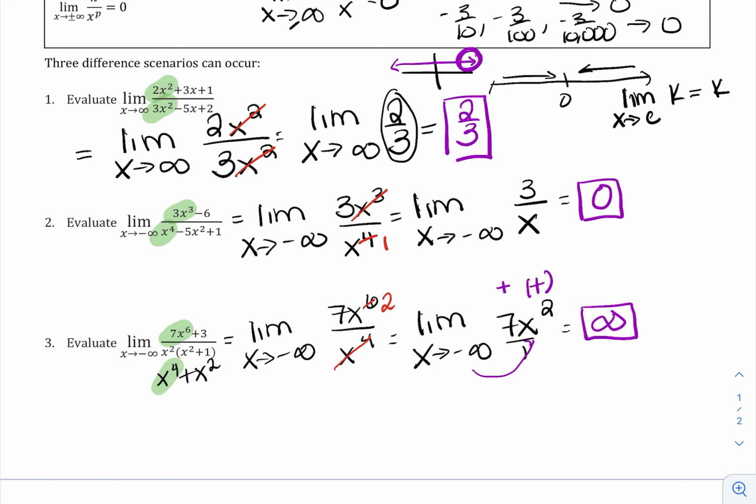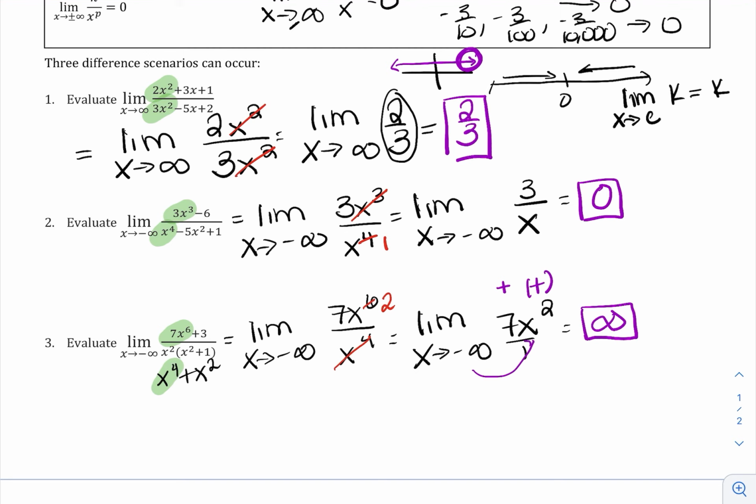So scenario 1, no more x's. Scenario 2, x is in the bottom. Scenario 3, x is in the top. So those are the only 3 options that can happen when you're taking the limit as x goes to positive or negative infinity of a rational function. And again here, please be careful with your notation. Pay attention to your limit notation. As you can see, I didn't drop the limit notation until the very end when I evaluated the limit here.